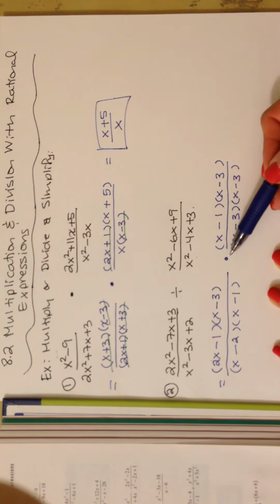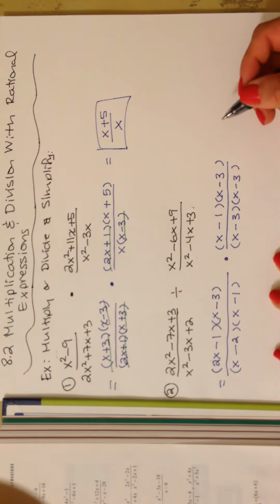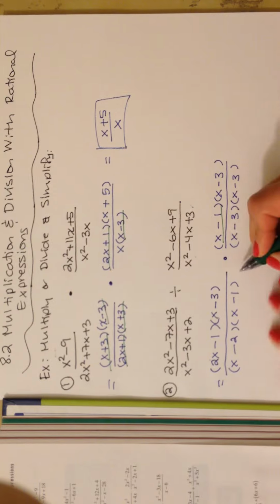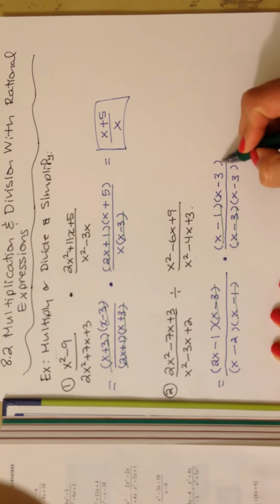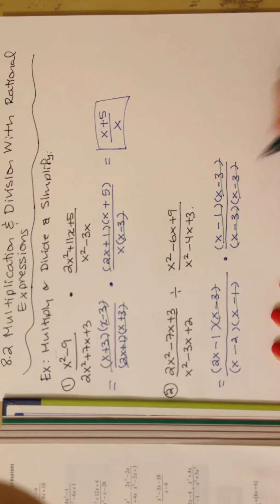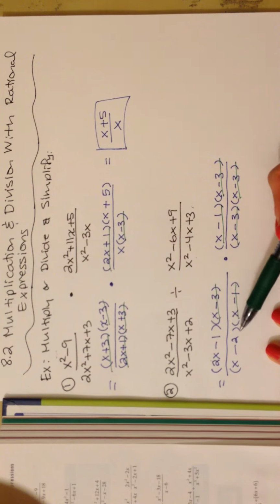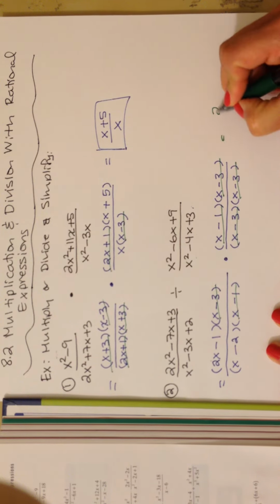Since we have multiplication, now I can reduce. You can reduce x minus 1 with x minus 1, and the x minus 3 factors, and your final answer is 2x minus 1 over x minus 2.